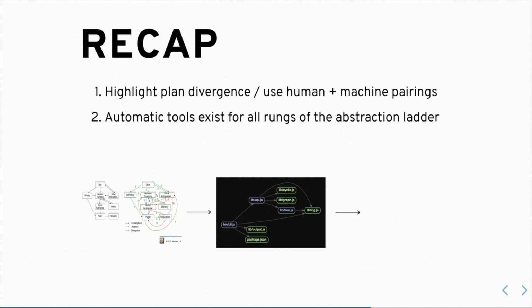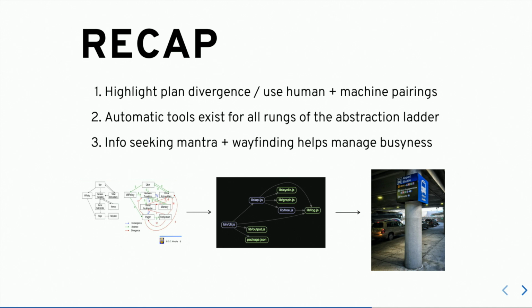Next, we walked through a zoo of tools that you can use right now, which all build some form of dependency graph at different levels of abstraction. And you can try out all of them with little effort beyond running a script. And lastly, we looked at how the information-seeking mantra combined with sprinkling data onto these diagrams that we've made can make these automatically generated graphics a lot more usable and actionable.